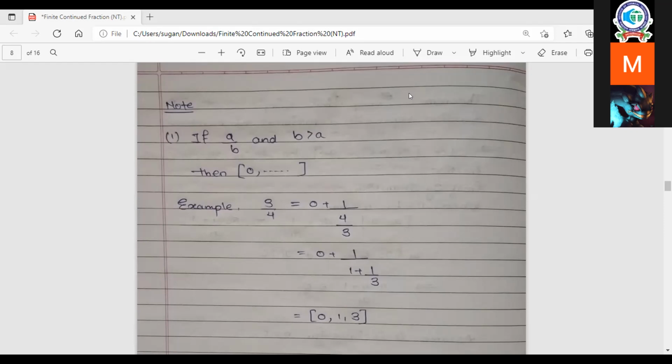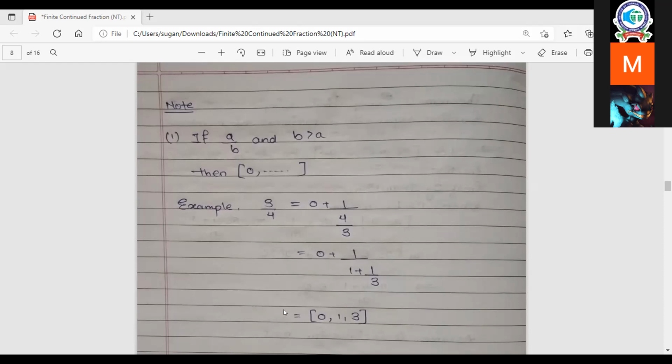So what have you concluded now? A number is a rational number if and only if it has a finite simple continued fraction. That is the beauty of continued fractions: by looking at the continued fraction, if it is finite, it is rational, otherwise it is irrational. So it is a very clear-cut criterion.